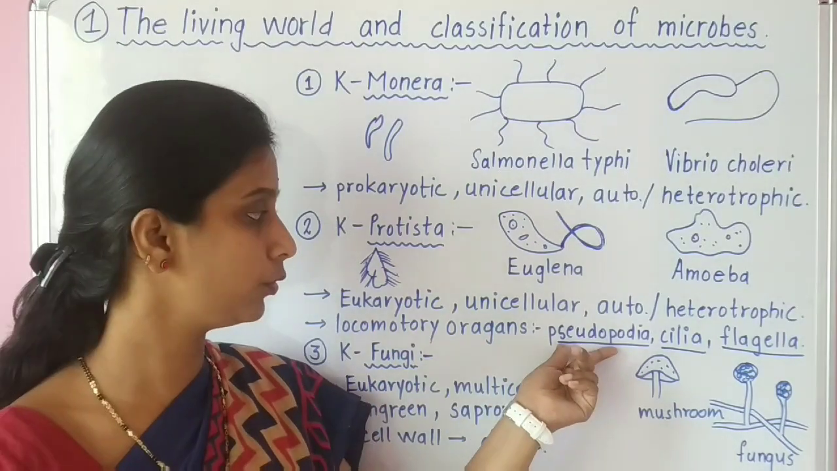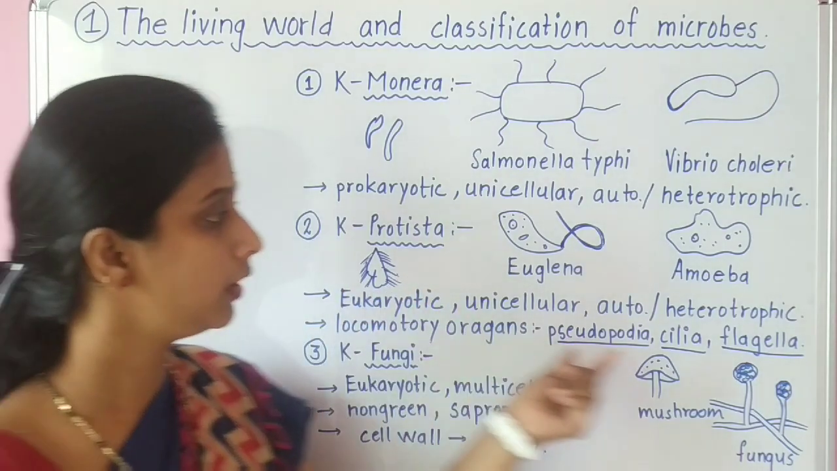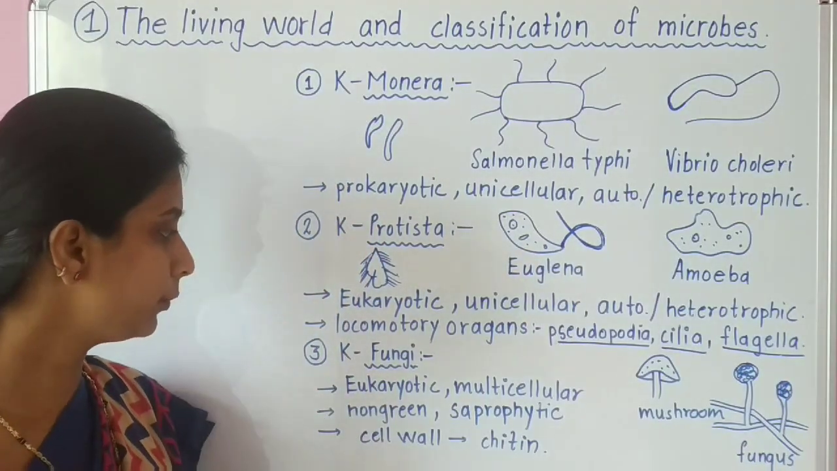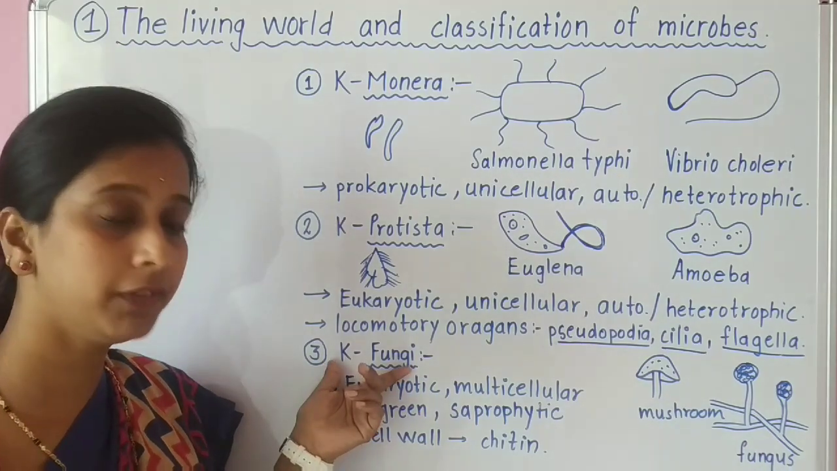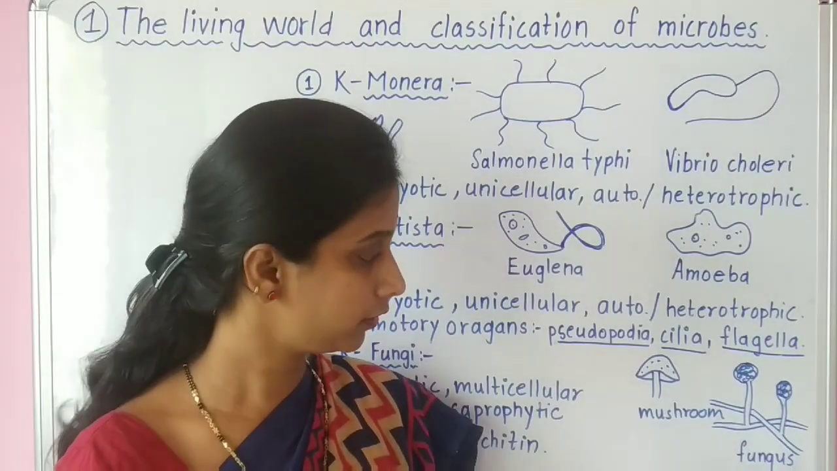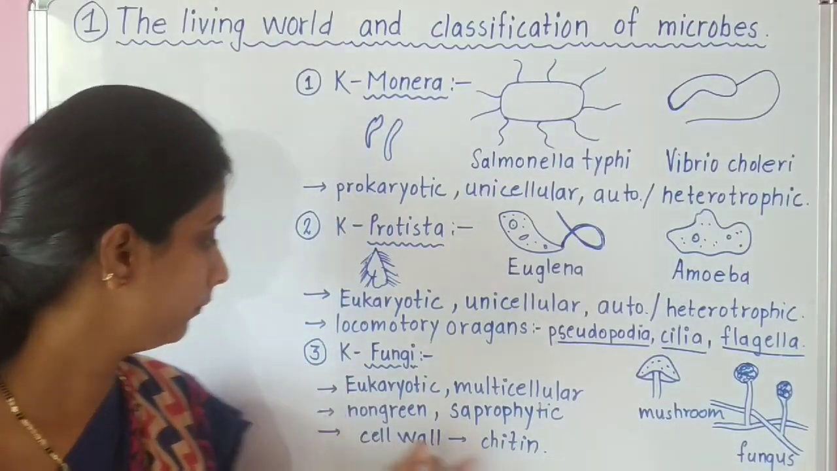Remember these words: pseudopodia in amoeba, cilia in paramecium, and flagella in euglena. Come to the third, that is kingdom fungi. You can see two diagrams here. The first is of a fungus, and the other shows a mushroom.